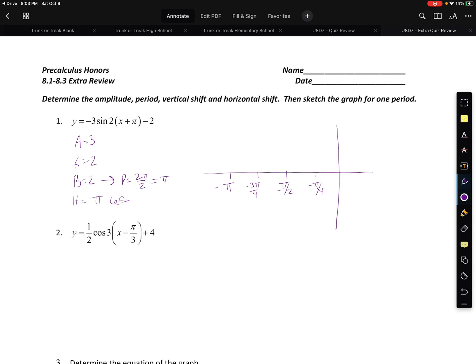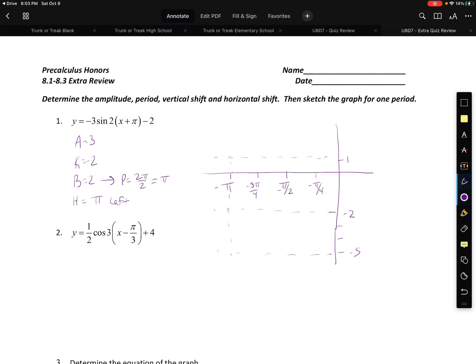My K value is at -2. So I'm looking down there. I'm going up 3 and down 3. So up 3 puts me at 1, and down 3 puts me at -5. Help myself out with my lines. I'm going from negative pi to 0. I got my 3 midpoints. The whole graph is centered around y equals -2, going up 3 and down 3.